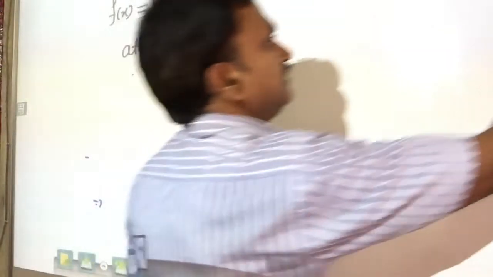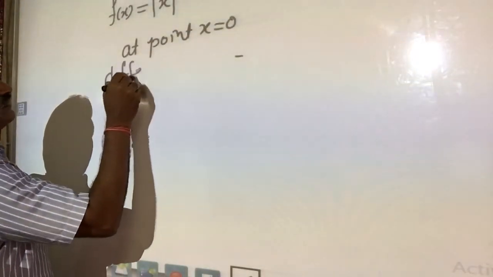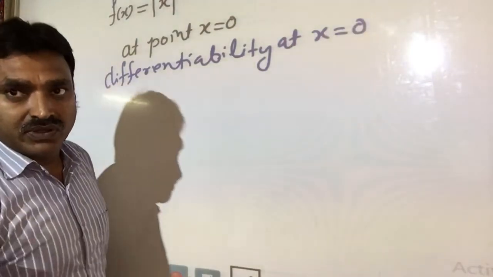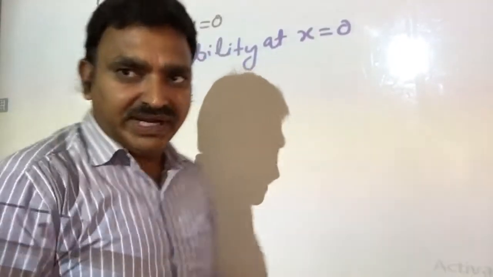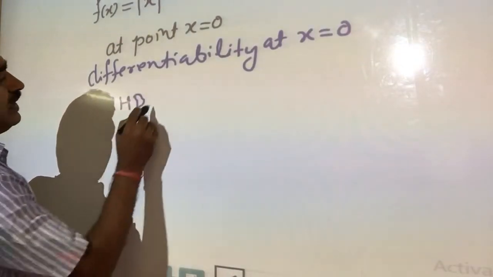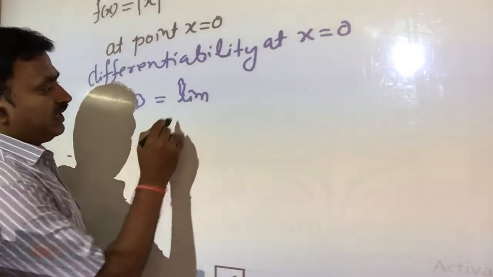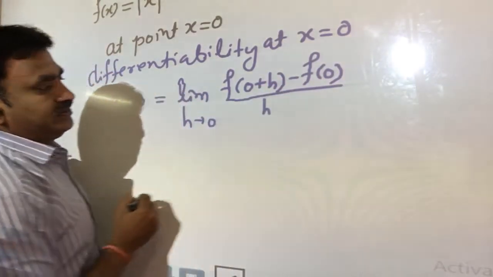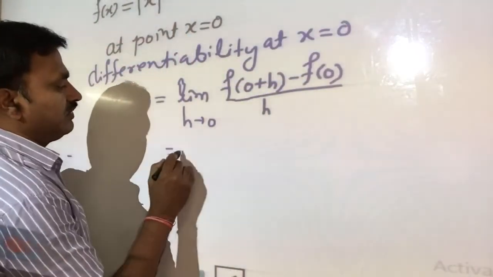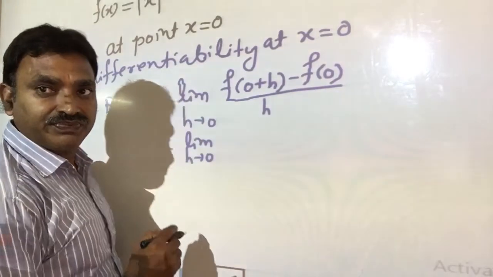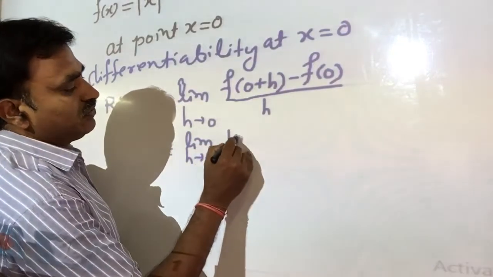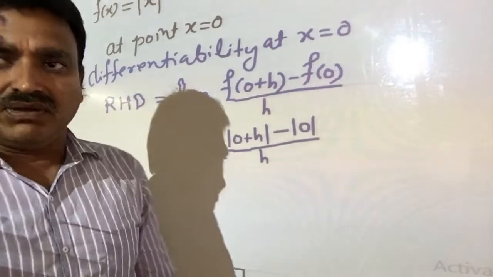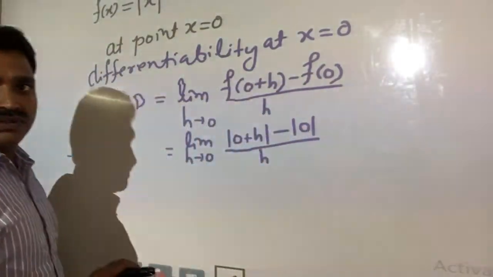Now for differentiability at x equal to 0, we have to first find the right hand derivative, which, according to the definition, is the limit as h tends to 0 of f of 0 plus h minus f of 0 divided by h. So students, first we will find it in the proper way. Limit h tends to 0, f of 0 plus h is mod of 0 plus h, minus mod of 0, divided by h. Always remember, h is a very small positive real number.